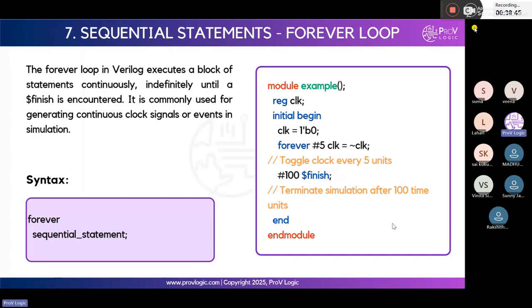In the always block also, it is an iteration. The block will iterate a number of times, and we also use an external system task to stop the execution, like $finish. Here also we are using $finish. Then what is the difference between forever and always? Forever is used in the initial begin block.